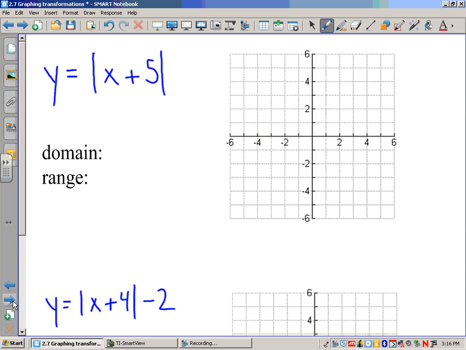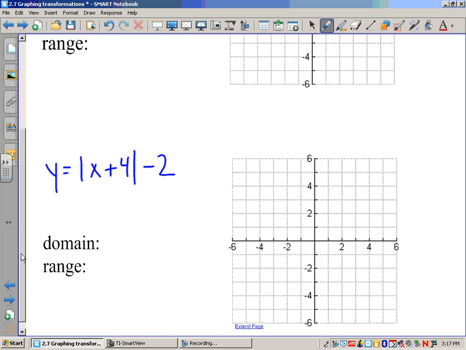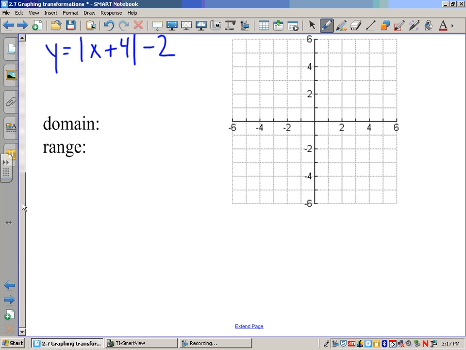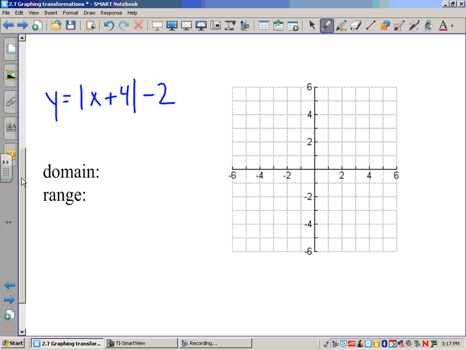Now, I'm not going to do all of these because I want you to maybe do one. So I'm going to leave that one blank on your paper. You do it. Fourth one, absolute value of x plus 4, minus 2. This is going to make it move right and left the opposite direction, so it's going to go left 4. This is going to make it move down 2. So you're going to do both those moves and put it up.